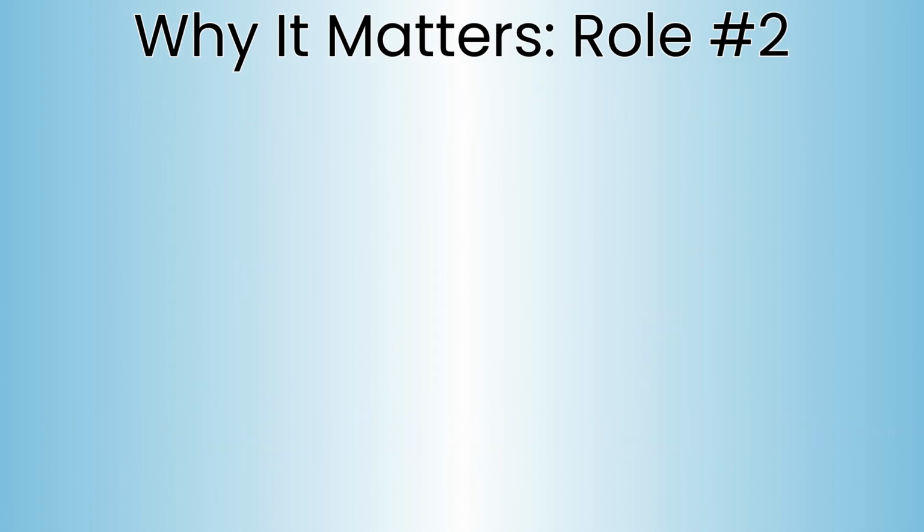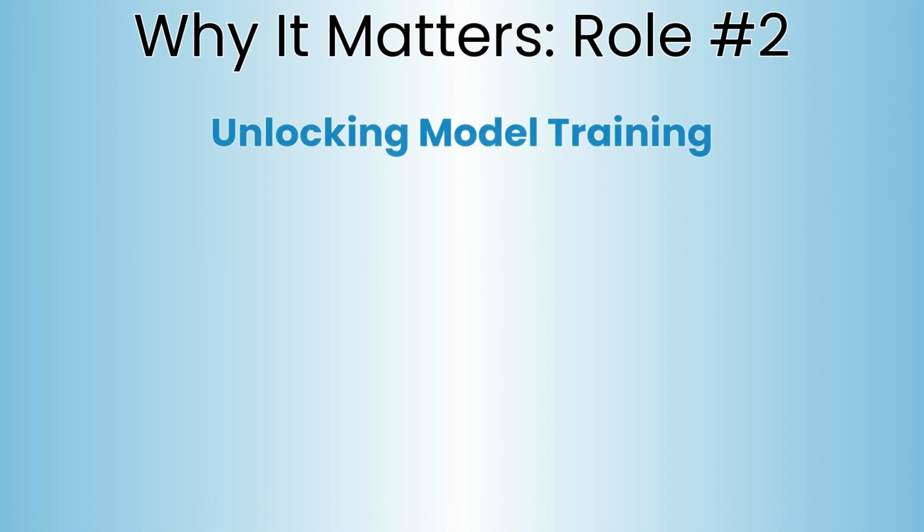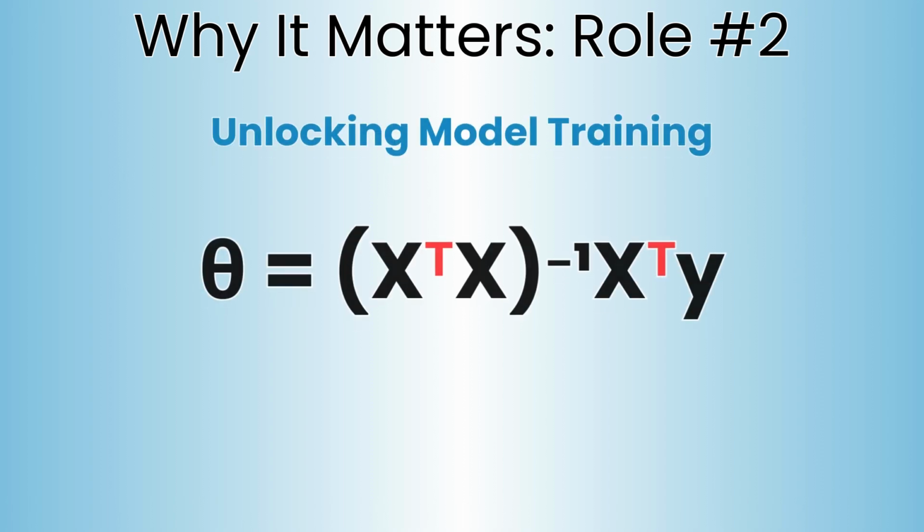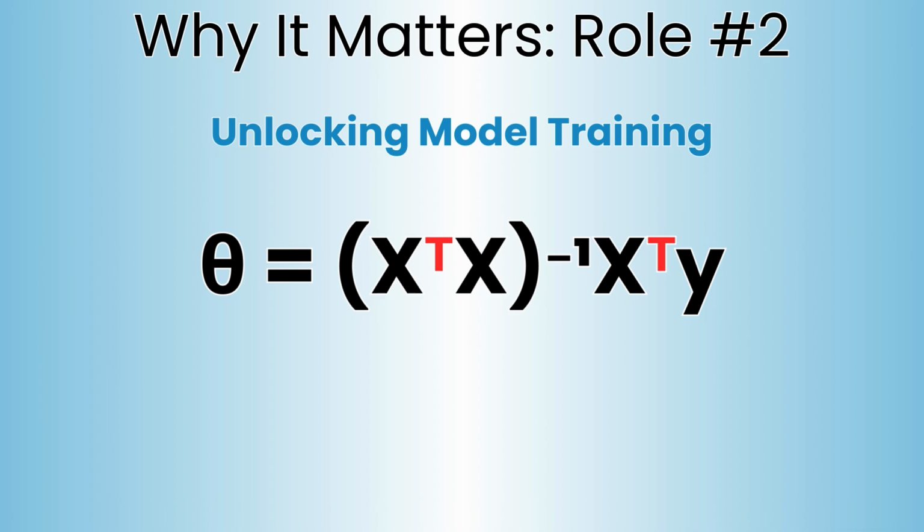And second, and this is the big one, the transpose is a key that unlocks our ability to train a model. This is the normal equation for linear regression. It's a powerful formula that directly calculates the optimal parameters for a model. And look, the transpose is used twice. It's essential for calculating the relationships between our input features. Without the transpose, this entire solution is mathematically impossible.